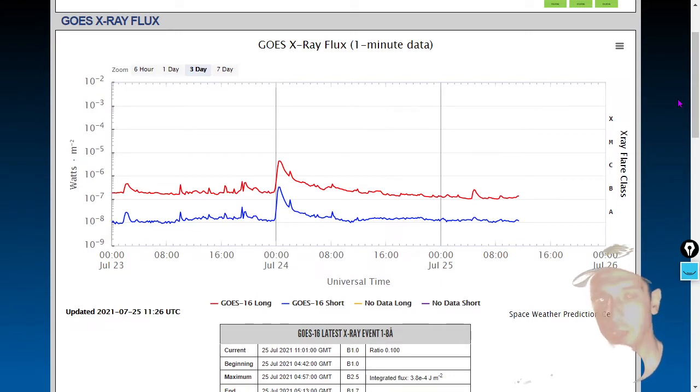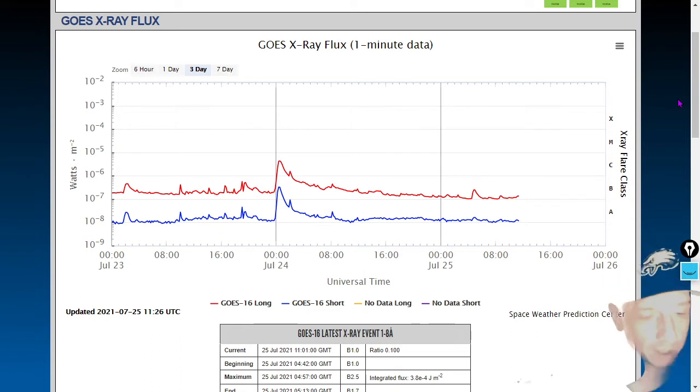So let's look at the GOES 16 instruments here. Here's the X-ray flux over the past 3 days. No major flares. And we don't expect any major flares here as we're moving into the Earth-facing quiet effect, which is caused by the way the sun emits photons.